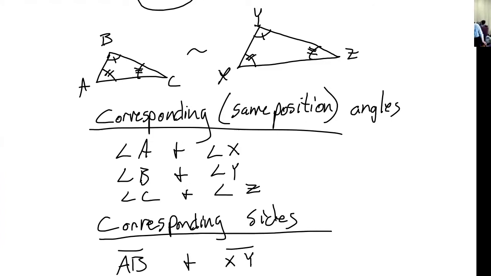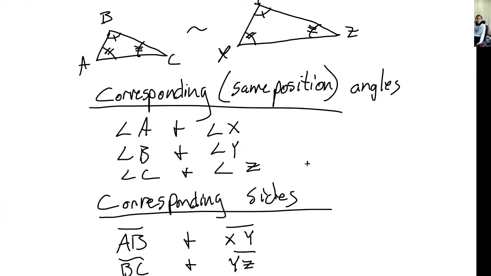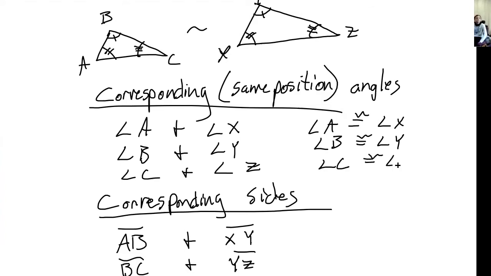All right, what about BC? What does BC correspond with? Adeline? YZ. All right, good job. And then, of course, our last one is AC corresponds with XZ. All right, now we can say that the angles are congruent. So we can say that angle A is congruent to angle X. Angle B is congruent to angle Y. And angle C is congruent to angle Z.